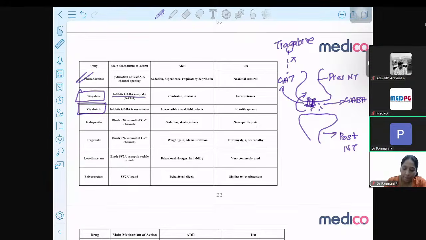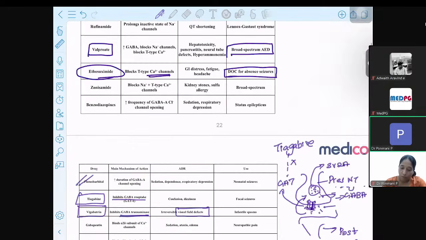And what about vigabatrin? This neurotransmitter gets degraded with the help of an enzyme, which is GABA transaminase, and vigabatrin is going to inhibit this enzyme. Remember, V for V: vigabatrin is prone to cause visual field defects. Okay, so this one is more important. And there's one more drug, levetiracetam. What does it do? It binds to the synaptic vesicle protein. You know the neurotransmitters are concentrated in the synaptic vesicles, so levetiracetam binds to this synaptic vesicle protein and acts. So this drug is levetiracetam.